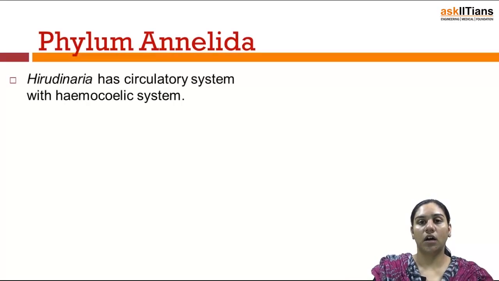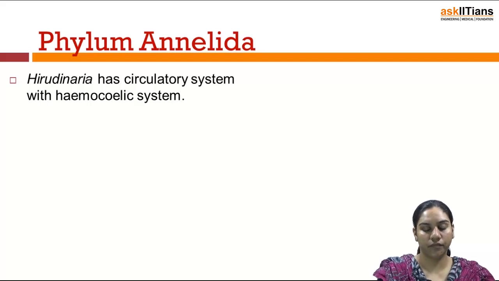Hello students, welcome back. In the second part of the discussion about phylum Annelida, we'll move on to discussing the advanced characters of the phylum Annelida. So let's start. The most remarkable example in phylum Annelida is that of the Hirudinaria. The Hirudinaria have a circulatory system with a hemocoelic system.